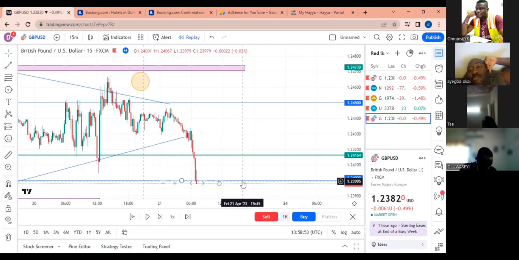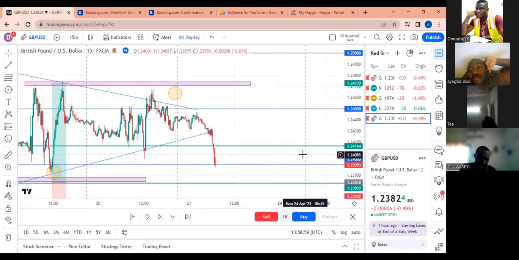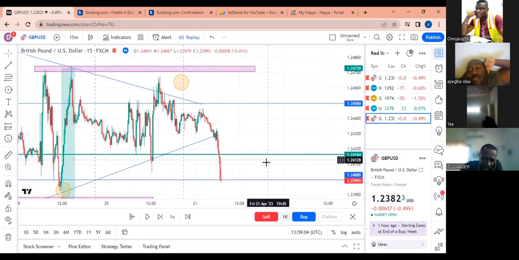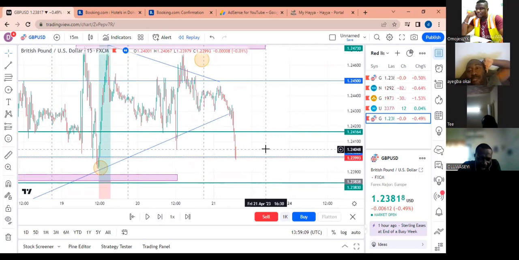Okay, the market is here now. So as a trader, are you going to take any action here? Or what will you do if you see this kind of market condition, with this strategy we are dealing with?